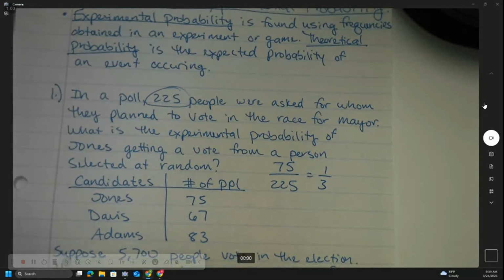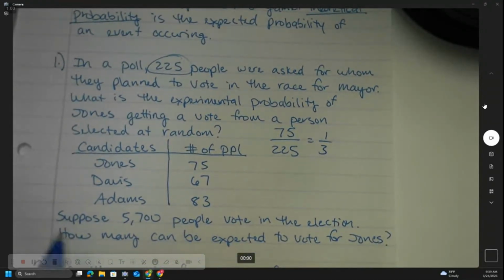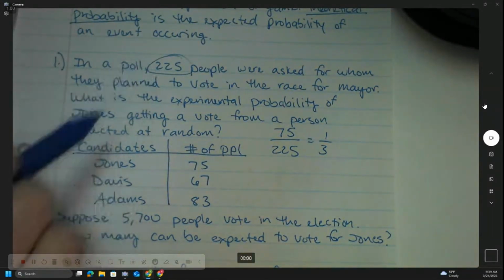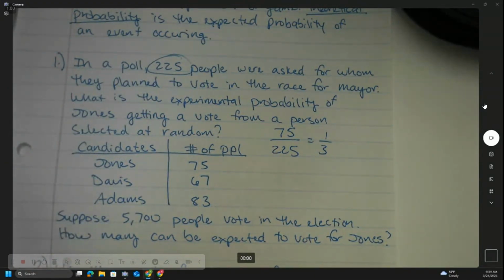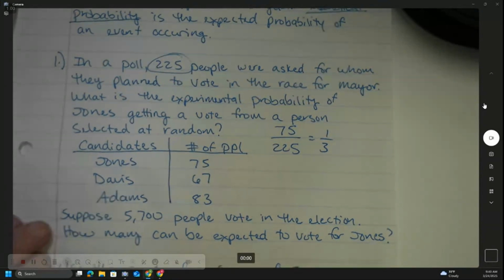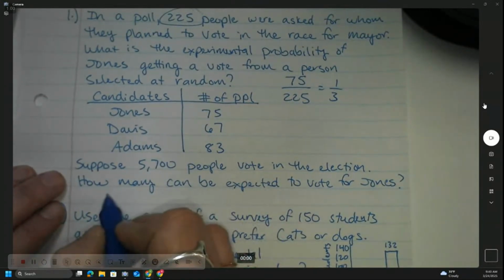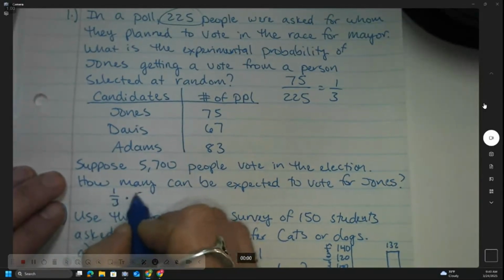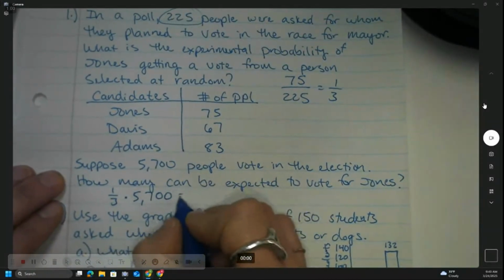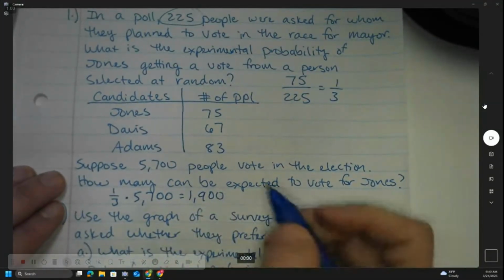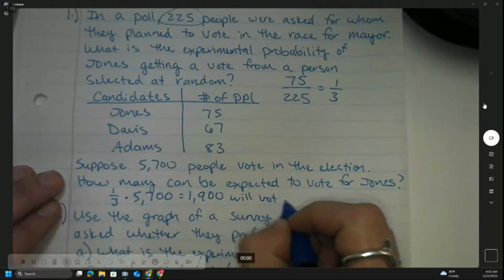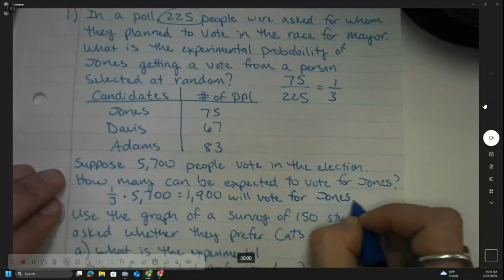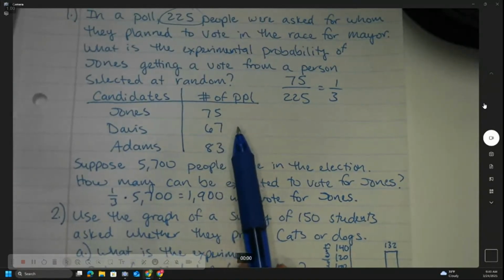Now, suppose, if we took this a step further, suppose 5,700 people vote in the election, not 225, 5,700 people vote in the election, though. How many can be expected to vote for Jones then? You multiply it. 1/3 is the amount of what was selected at random. So you would multiply 1/3 times that 5,700 to get 1,900 people will vote for Jones. Remember, you got to multiply it, though, in order to receive the exact amount.